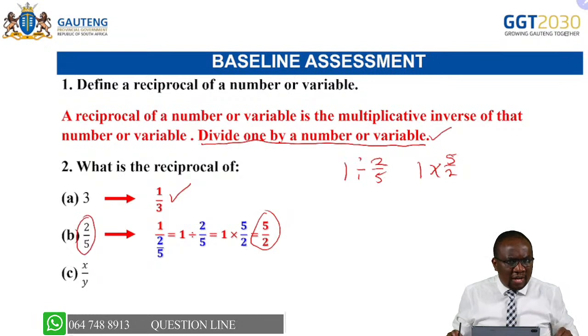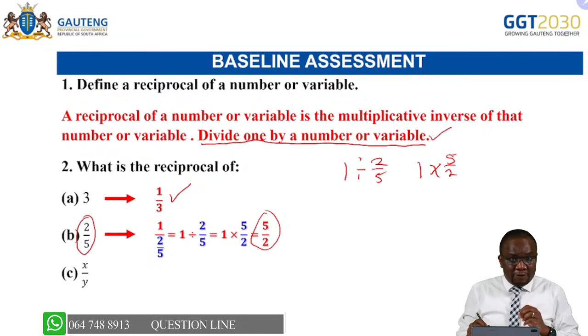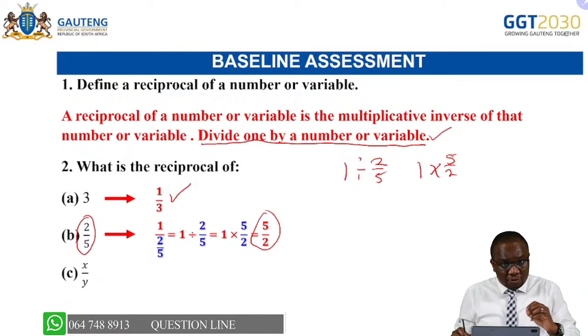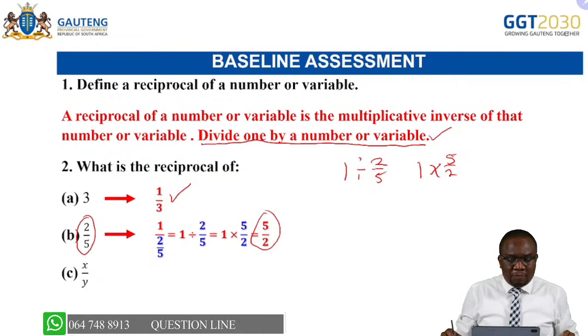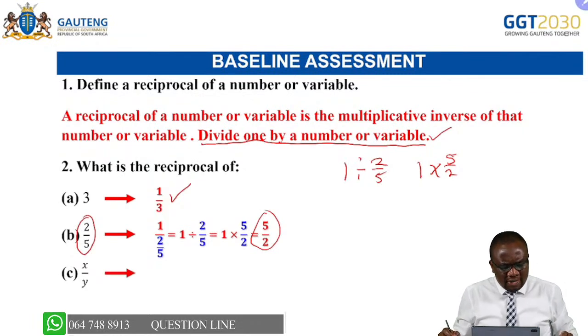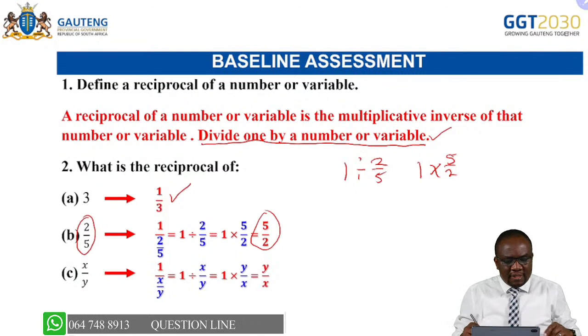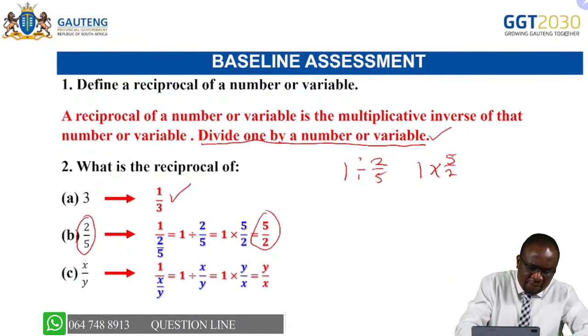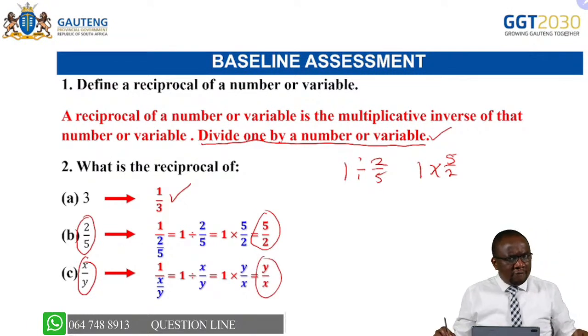Now the x and y, you must get it right. If you didn't get it right, can you correct it now before I show you the answer? What is the reciprocal of x over y? I gave you time to do it, isn't it? I wanted you to just correct it before I show you the answer. So it is 1 divided by x over y. We tip and times, so it becomes y over x. The reciprocal of x over y is y over x.